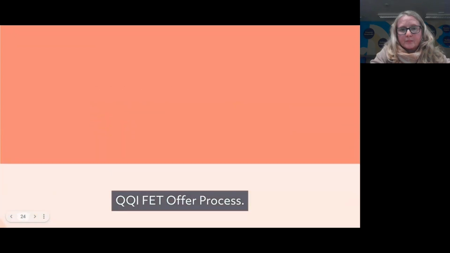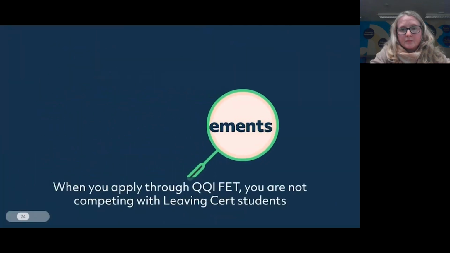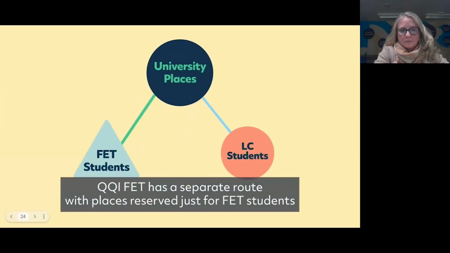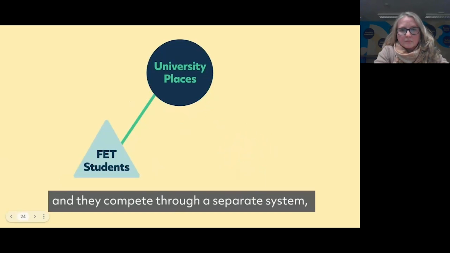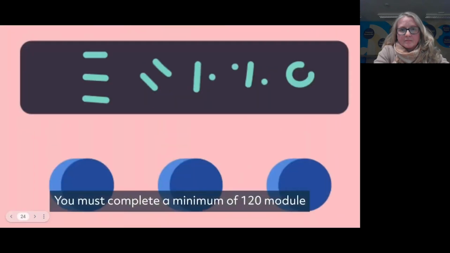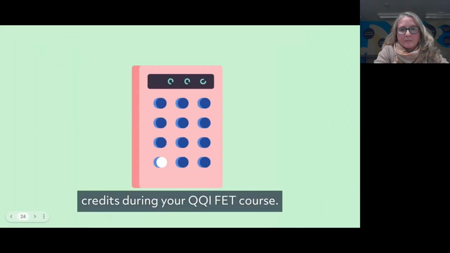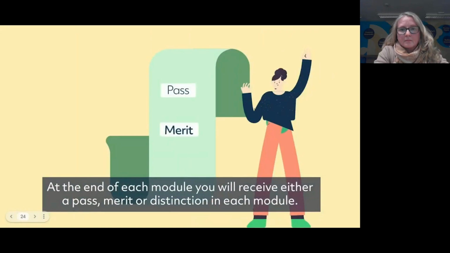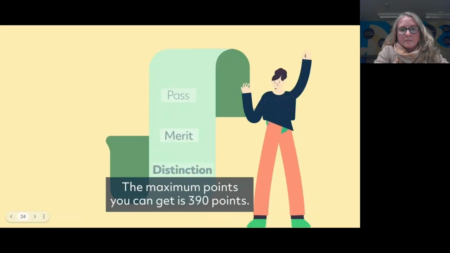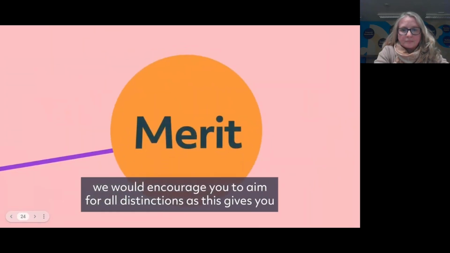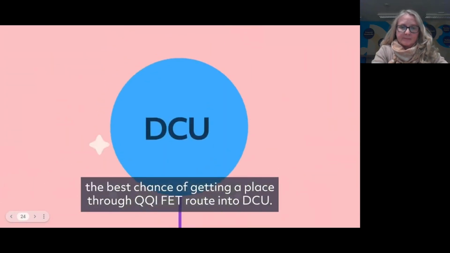QQI FET offer process. When you apply through QQI FET, you are not competing with Leaving Cert students. QQI FET has a separate route with places reserved just for FET students, and they compete through a separate system, different to the Leaving Certificate systems. You must complete a minimum of 120 module credits during your QQI FET course. At the end of each module, you will receive either a pass, merit, or distinction in each module. The maximum points you can get is 390 points. But to keep things simple, we would encourage you to aim for all distinctions, as this gives you the best chance of getting a place through QQI FET route into DCU.